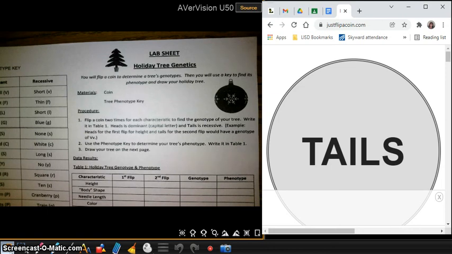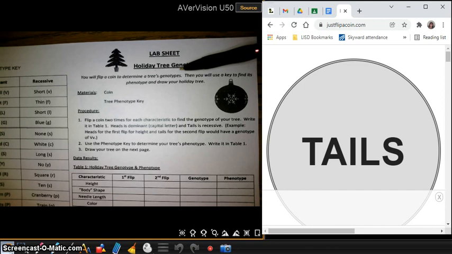Holiday Tree Genetics is going to be our first actual lab that we're going to do for the Punnett Squares and genetics. And because it's the first one, we're going to do it together, whole class. And instead of using a coin to flip, we're just going to use an app called Just Flip a Coin or something like that, so that we can focus on how to do it, not necessarily the playing around of flipping the coin.